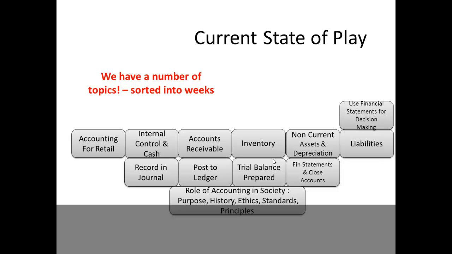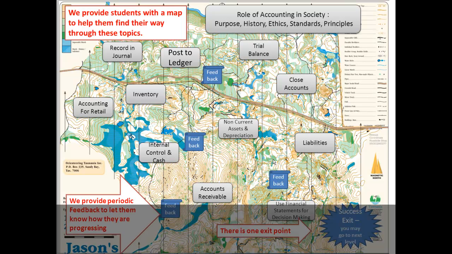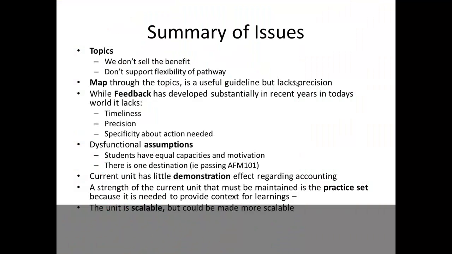Now that's the way it is, and that's a reasonably standard approach to teaching accounting. It lines up with a lot of the textbooks and a lot of the ways that other universities do it. So let's look at how it works. We currently provide students with a map to help them find their way through all the unit material. We start off with the role of accounting, then come down to the accounting cycle, recording in a journal. They can find their way through to posting to the general ledger, then to the trial balance, then track their way back through, if they're good enough, to closing the accounts. So they get some clues of where the material is and how to get there.